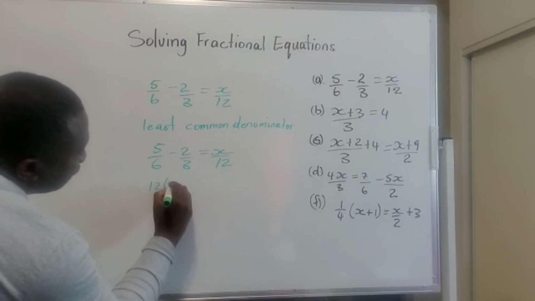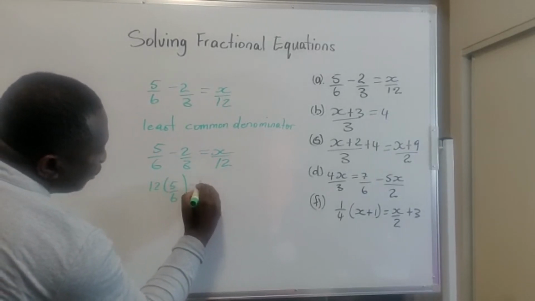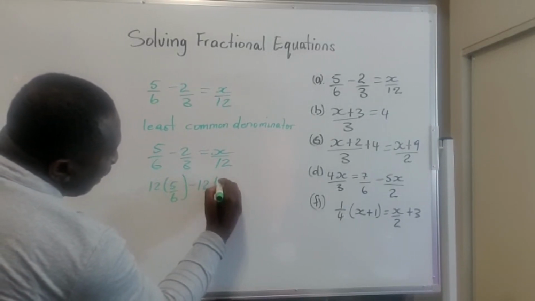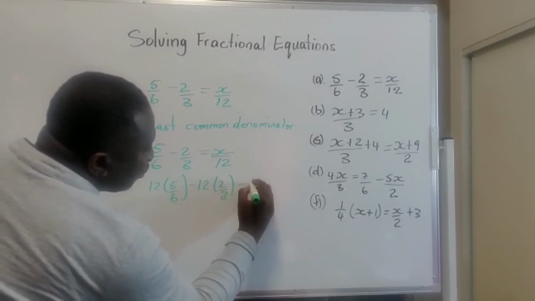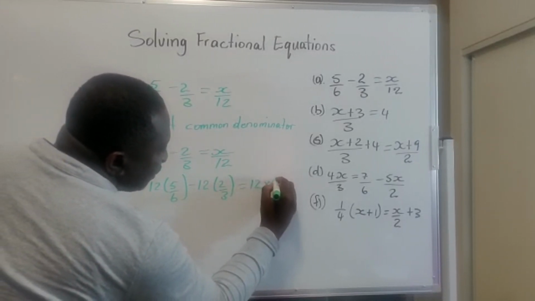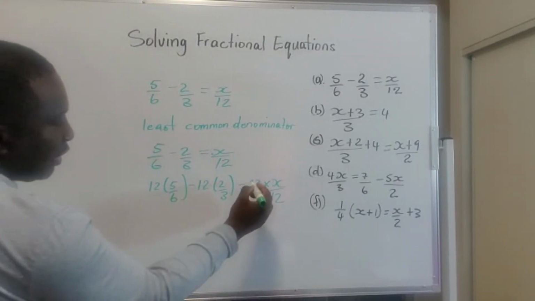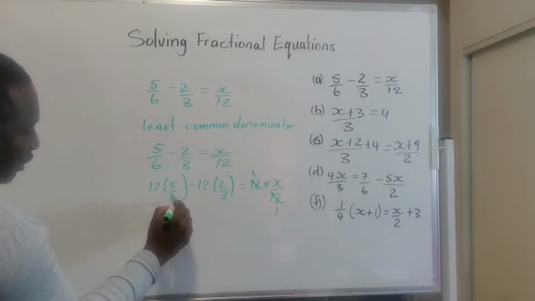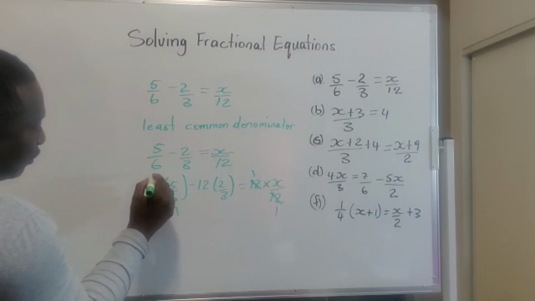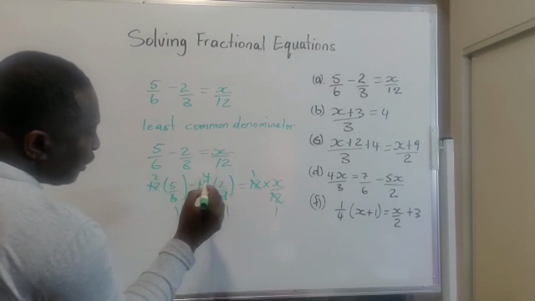5 over 6 multiplied by 12 minus 12 multiplied by 2 over 3 is equal to 12 times x over 12. Here guys, we will cancel here. 6 into 6, 1. 6 into 12 goes 2 times. 3 into 3, 1. 3 into 12 goes 4 times.